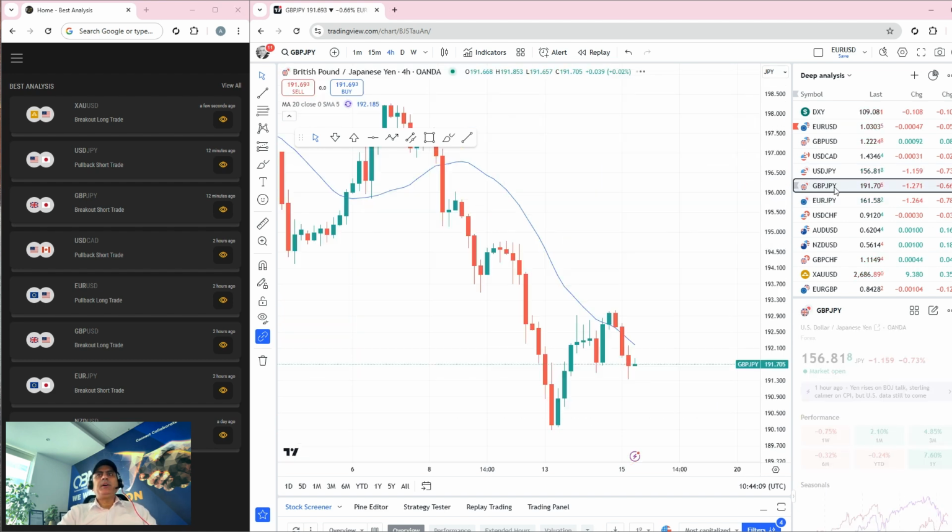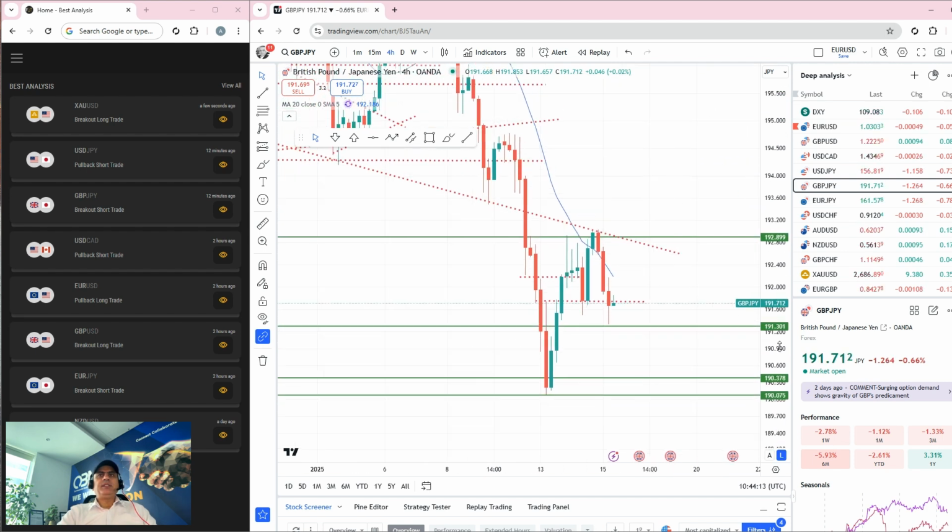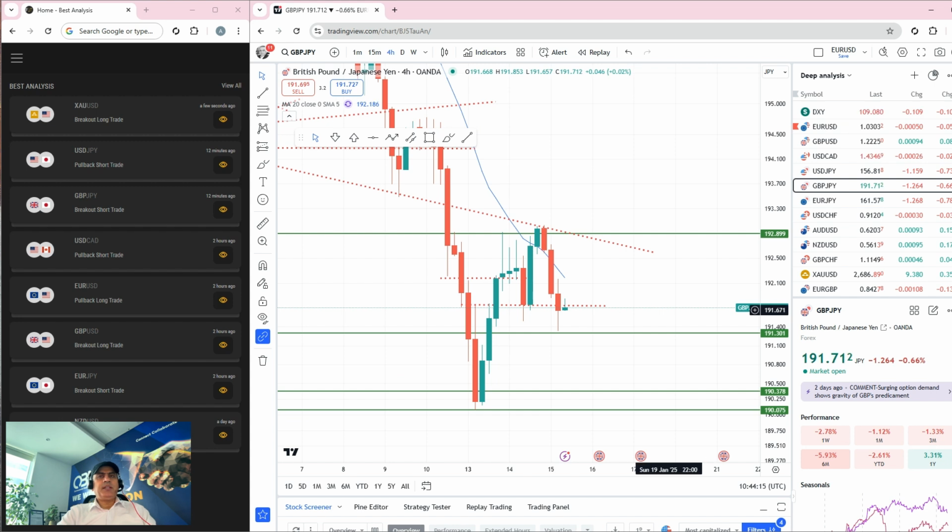Okay, so the yen pairs have performed very well. Let me explain to you the pound yen. Yesterday at the New York session, as you have seen, in the morning we also had this beautiful short trade here. As explained yesterday at the New York session, we were looking at price action here. So we had this beautiful long trade here.